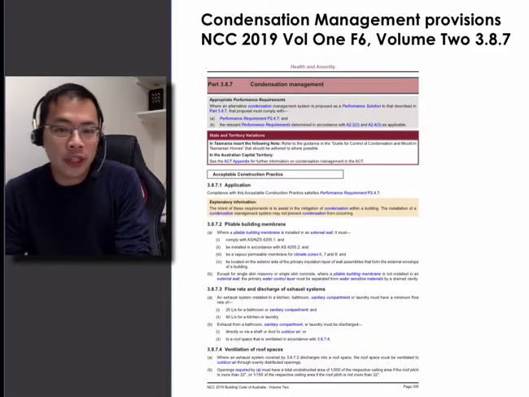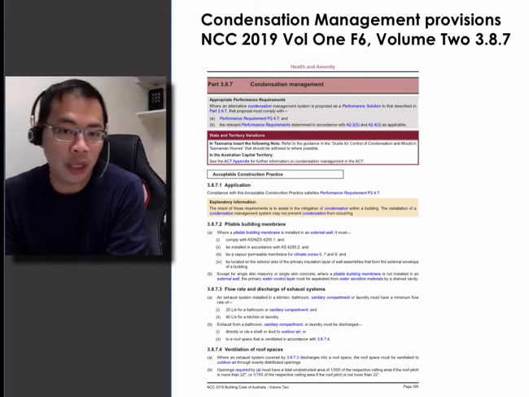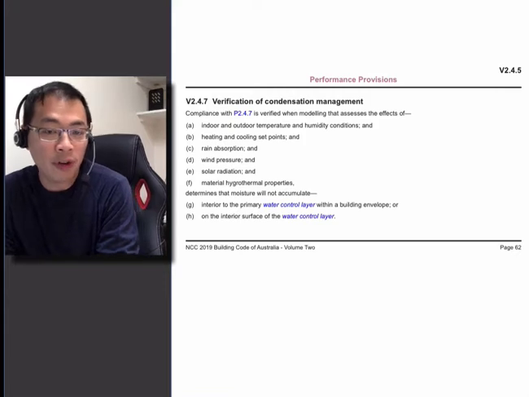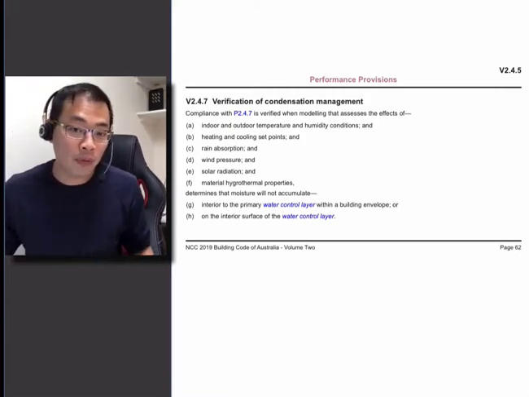The background for this was that in 2019, for the first time, condensation management was introduced into the Australian National Construction Code. Together with this was also the provision for a verification method involving the modelling of a particular way of construction.